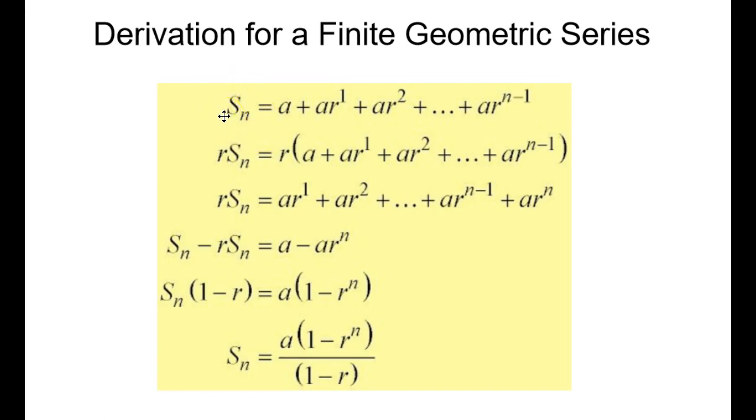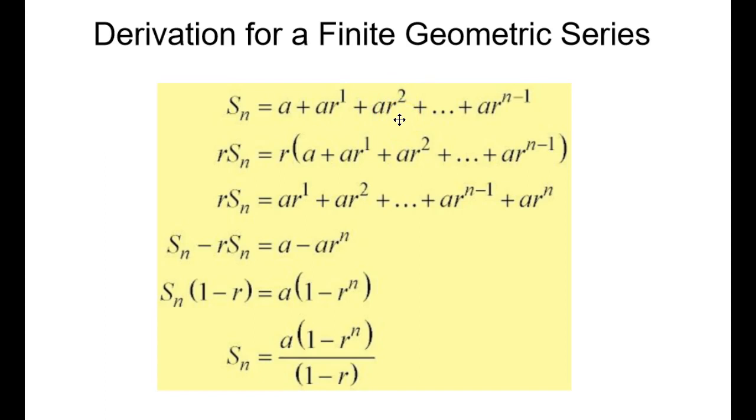So a finite geometric series, it's a summation. A stands for the first term in the sequence. R is our common ratio. So if we go from the first term, we're going to multiply it by the common ratio to get the second term. To get the third term, we're taking our first term, multiplying it by the common ratio not once, but twice, which is where the r squared comes from.